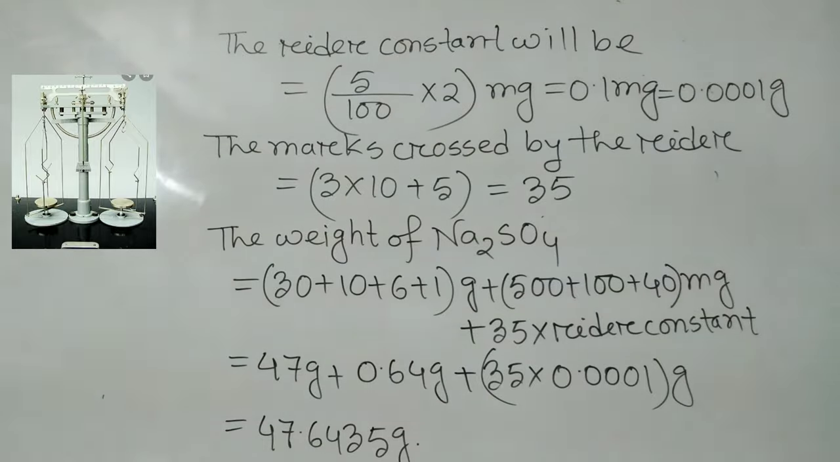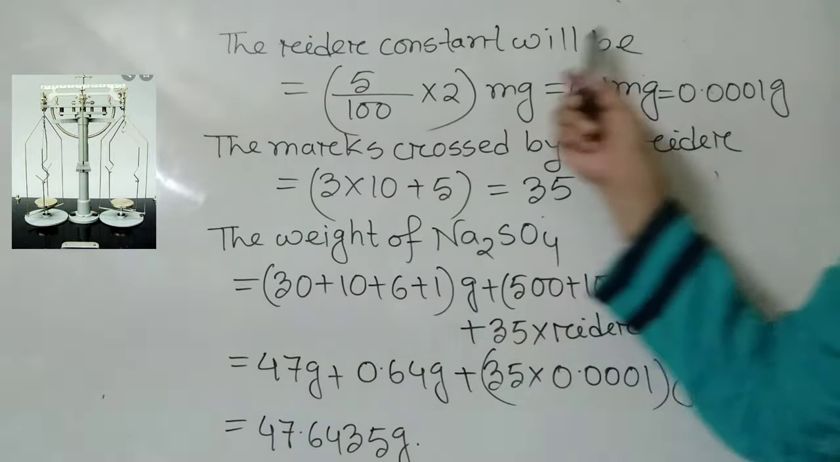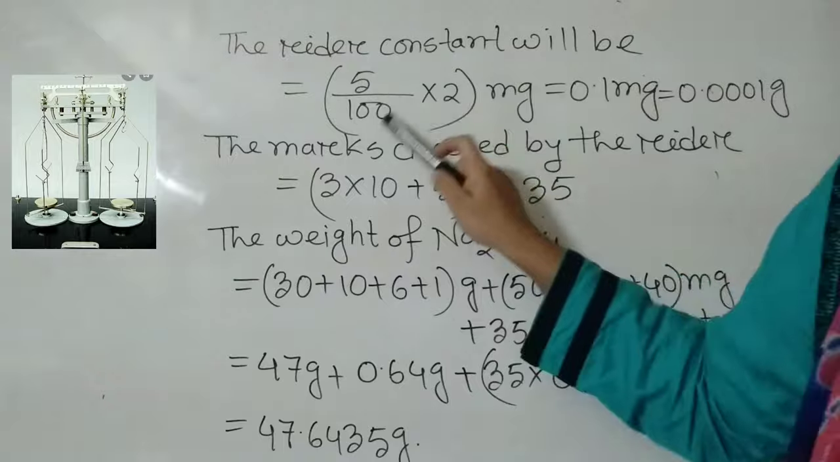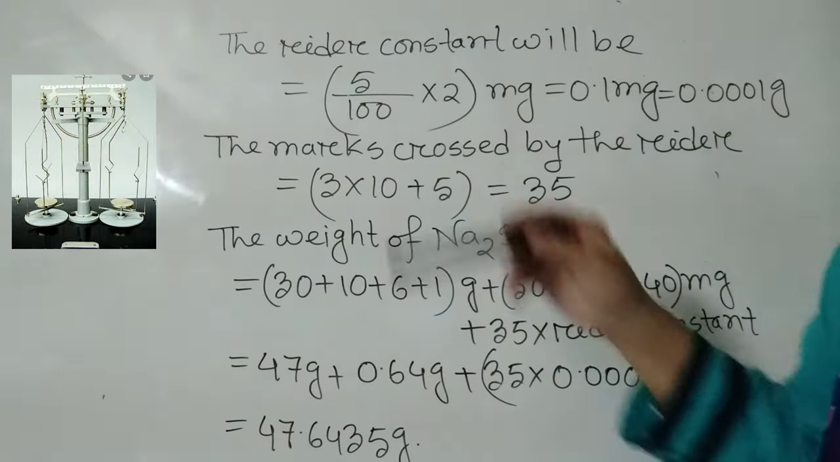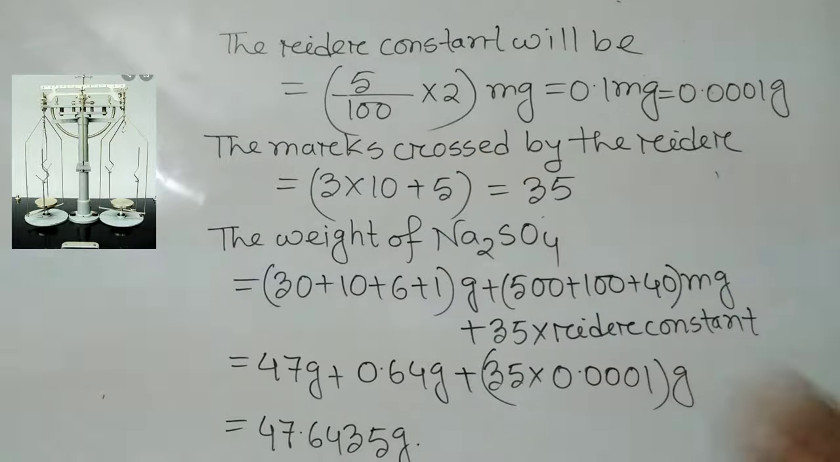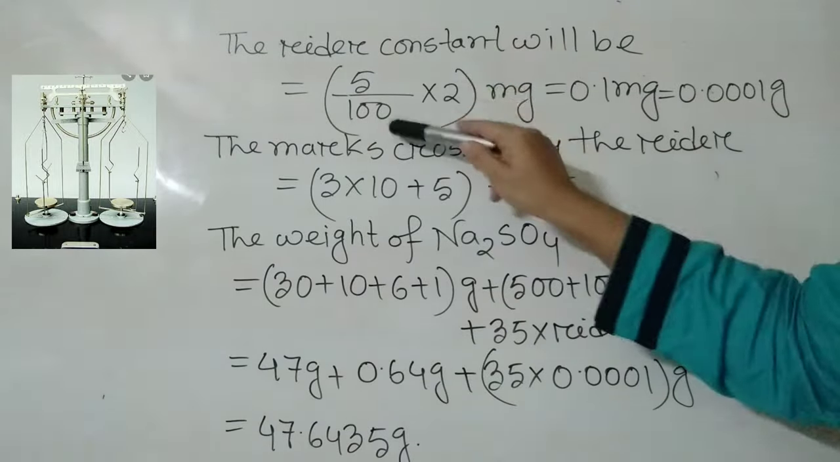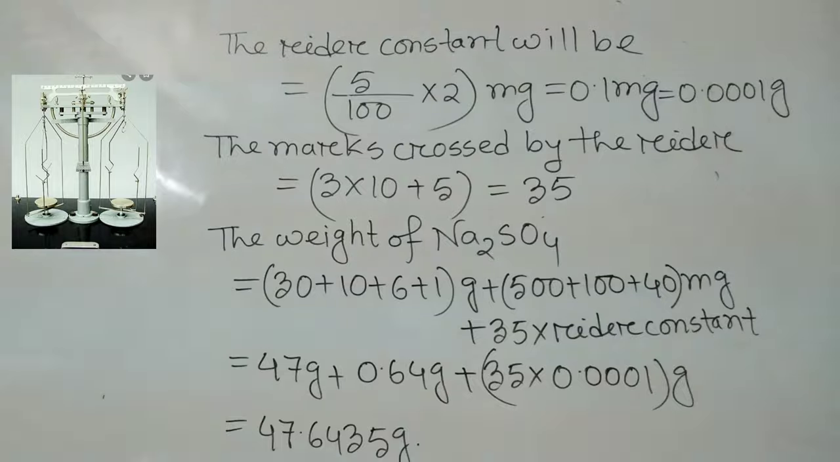First of all, we should calculate the Rider constant. The Rider constant will be 5 by 100 into 2. Why 5 by 100? Because it is Paul Bunge balance, and in my previous discussion I told you that in Paul Bunge balance there are 100 small divisions, and in the question the weight of Rider is given 5. And in Paul Bunge balance, as 0 is at the left, we should multiply this result by 2. So it is 5 by 100 into 2 milligram, that means 0.1 milligram equal to 0.0001 gram.